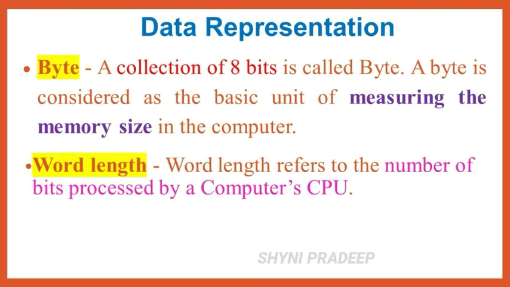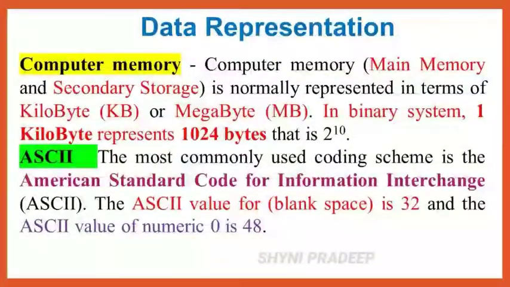Okay. And next let us see what is computer memory. Computer memory is divided into 2 types, main memory and secondary memory. Main memory is the temporary storage memory and secondary storage memory is the permanent storage memory. It is represented in terms of kilobyte or megabyte. Kilobyte means KB and megabyte means MB. In binary system, 1 kilobyte, which means 1 KB, represents 1024 bytes.